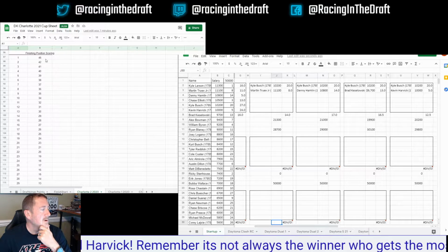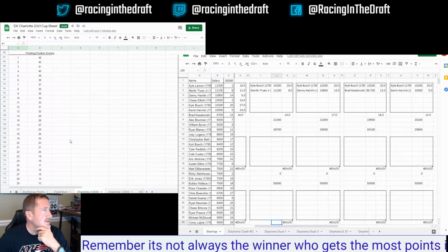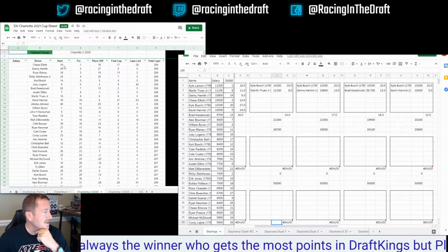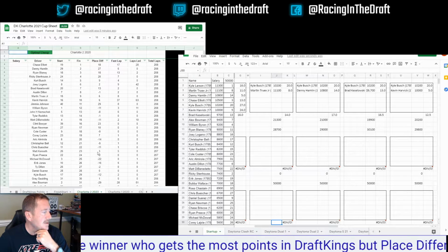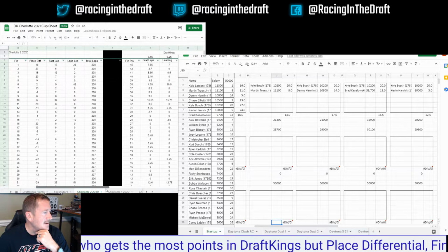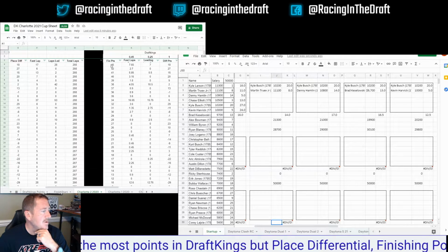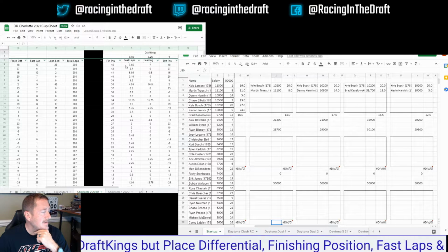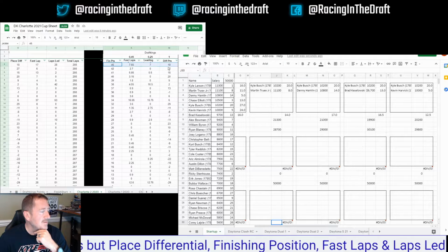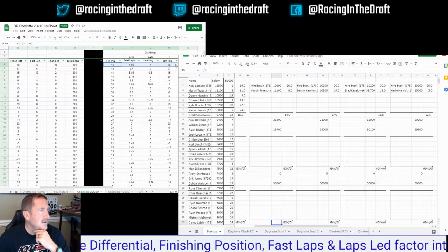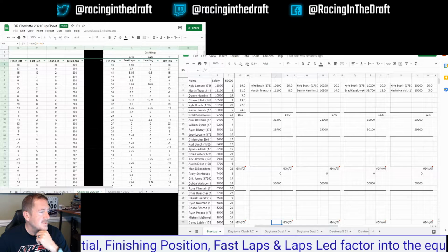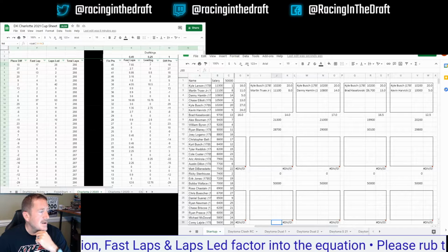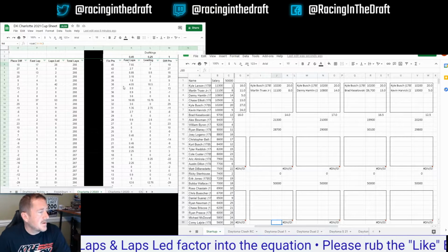Between that and his place differential, somebody who moves, so here Chase Elliott started 19th, finished 1st. Place differential of 18 gave him 18 differential points, 45 finishing points, and he didn't really have a lot of fast laps or laps led. So the majority of his points came from finishing spot and place differential. That gave him a 77.65, which, looking down the line, is the highest number for the Charlotte 2nd race last year.